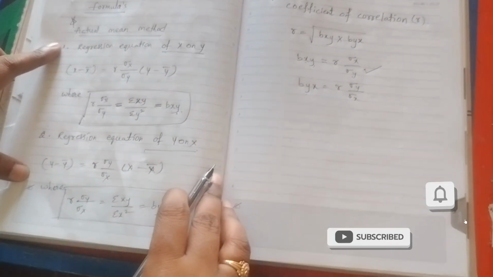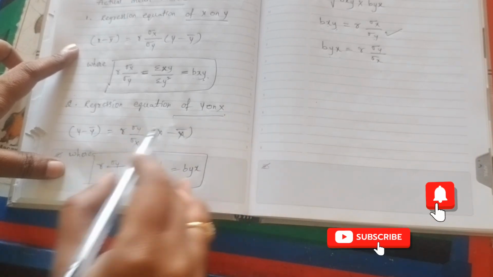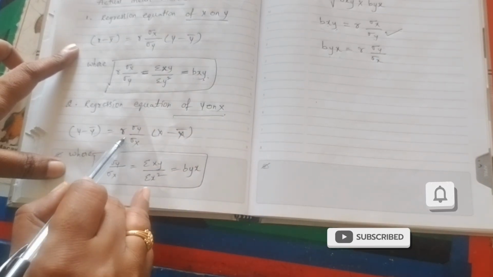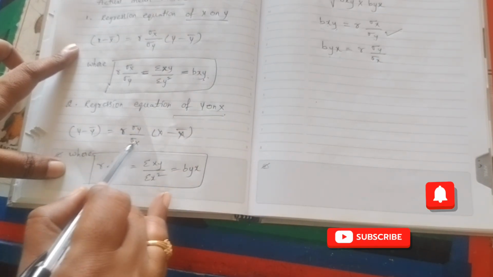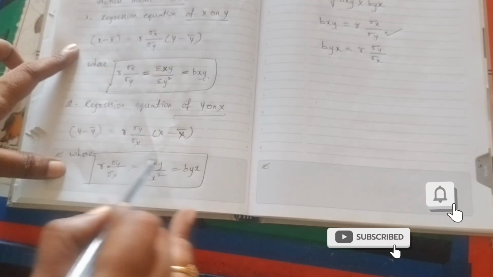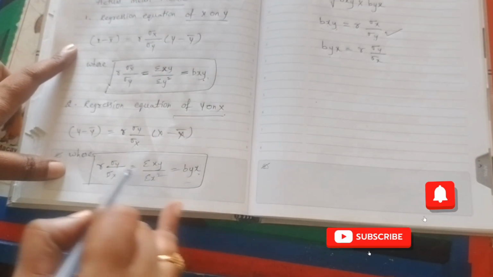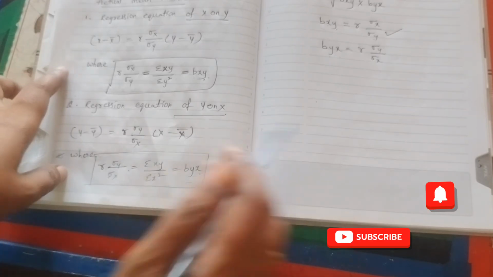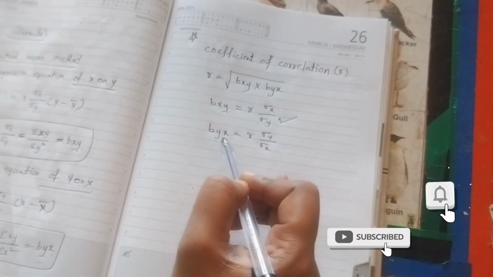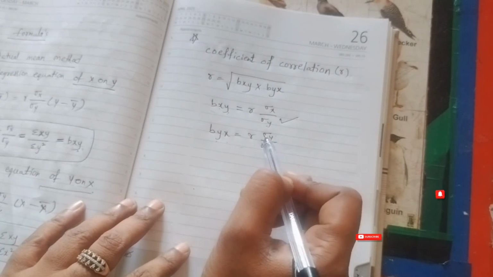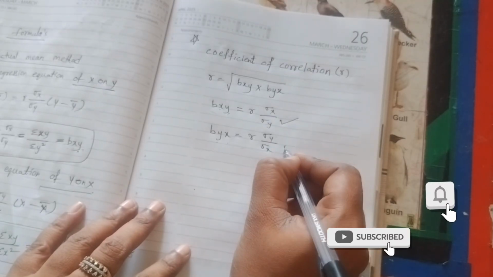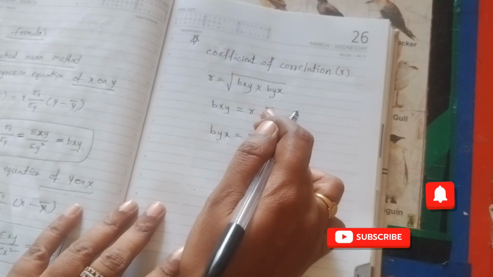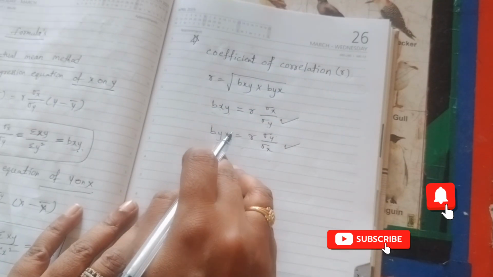Then y on x. In the y on x formula, it is R into standard deviation of y divided by standard deviation of x. We can write this as byx also. So byx is equal to R into standard deviation of y divided by standard deviation of x. So these are the formulas of bxy and byx.